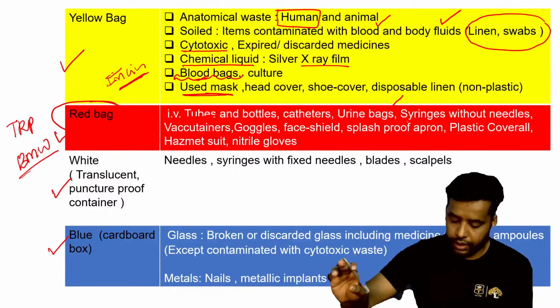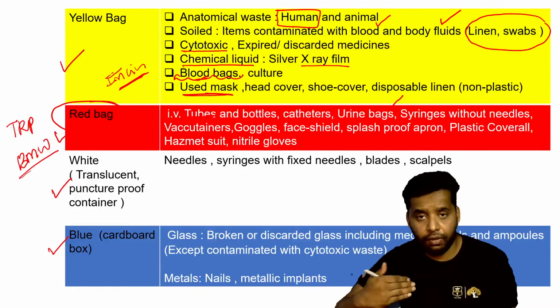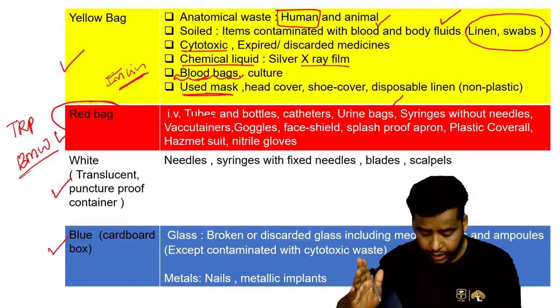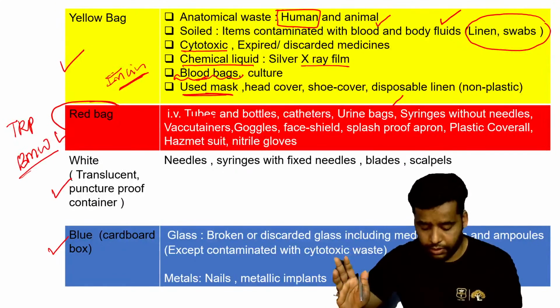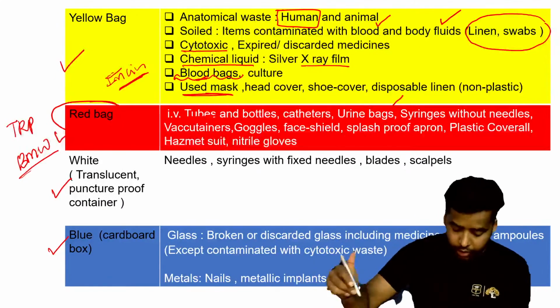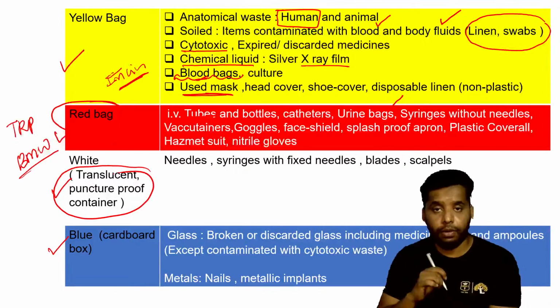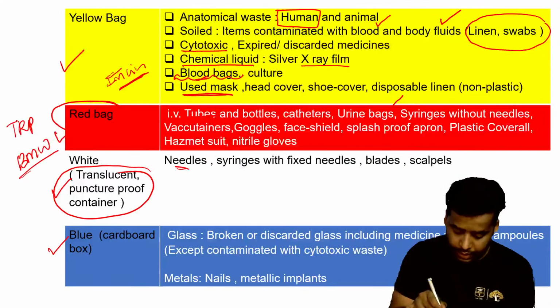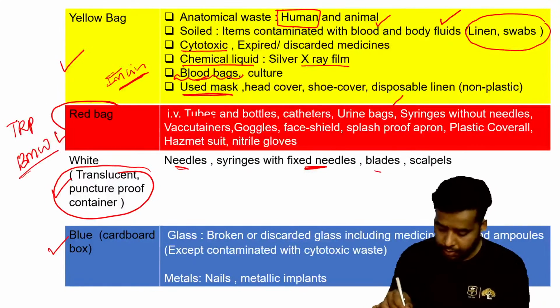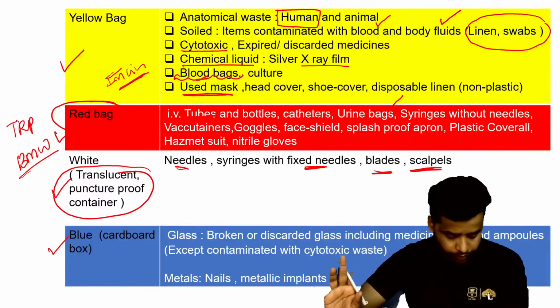Syringes without needles will go in red. But syringes with needles will go in white. And nitrile gloves will go in red bags. White translucent puncture proof containers are available for sharps: needles, fixed needles, blades and scalpels. All this will go in white puncture proof containers.